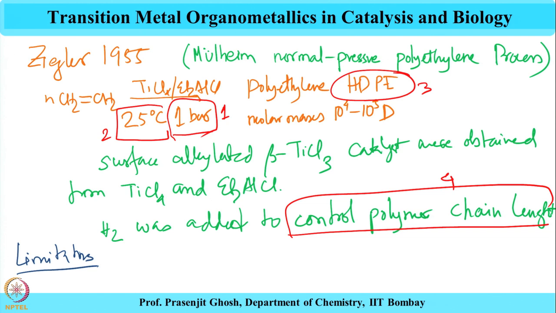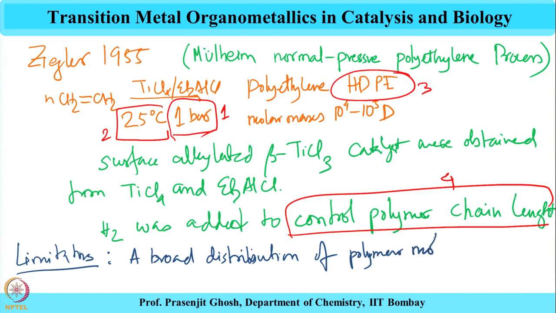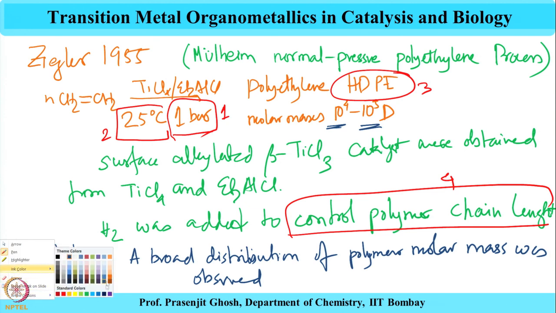Limitation says that, being heterogeneous, the Ziegler process gives a broad distribution of molecular weight. A broad distribution of polymer molar mass was observed. So that means the chain lengths vary a lot, as we have seen from 10^4 to 10^5 Dalton, and that means that these are multi-site catalysts. So to overcome this limitation, efforts were put in to develop single site catalysis.